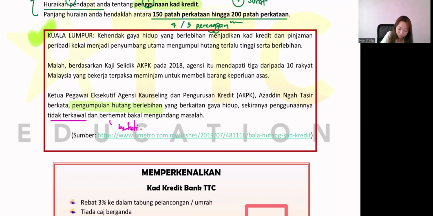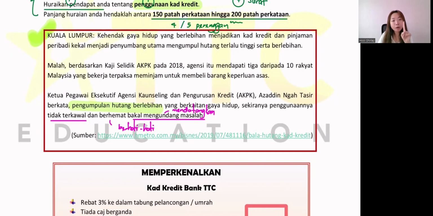Not use it wisely. And then bakal mengundang masalah. Bakal means in future like that. Mengundang maksudnya mendatangkan. Mengundang masalah akan mendatangkan masalah. Because what's the meaning of mengundang actually? Mengundang can be the same as menjemput. It means to invite. So mengundang masalah, it means mendatangkan masalah. So you see, over here is like the huraian for this pengumpulan hutang berlebihan.